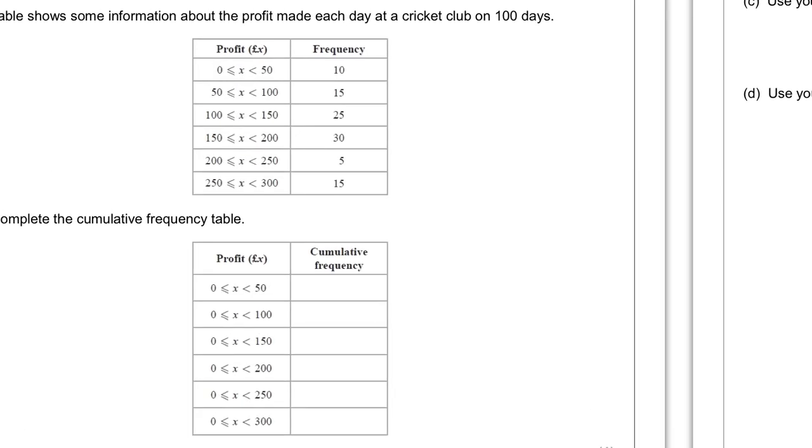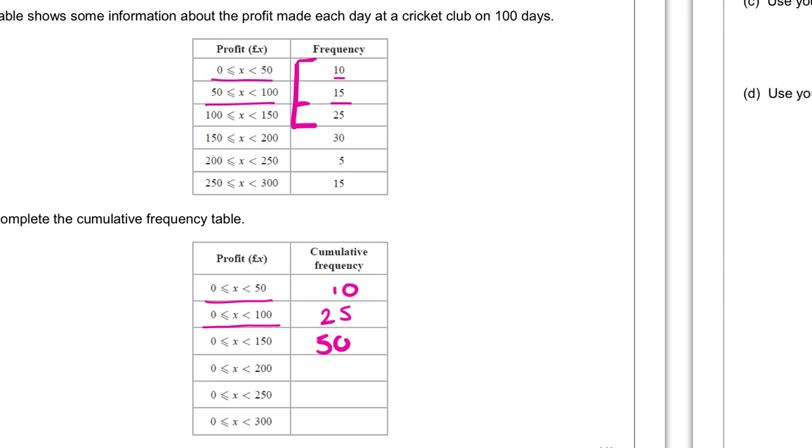So you can see here, this says between 0 and 50, there was 10. But between 50 and 100, there was 15. I want between 0 and 100. Between 0 and 100 is both of these, 10 plus 15, which is 25. Between 0 and 150 is all 3 of these. So this is why it's cumulative, because we keep adding.